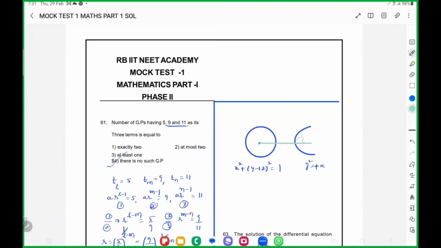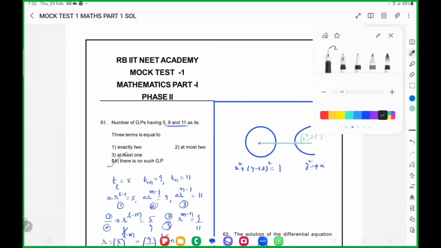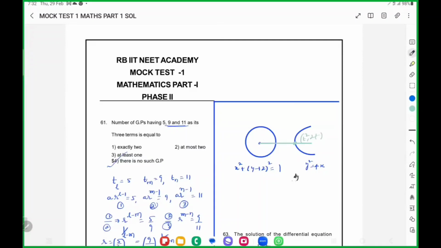So at any point on the parabola in terms of parametric coordinates, the slope of the normal at this point is the negative reciprocal of the slope of the tangent. Let us find out. dy by dx is dy by dt over dx by dt. It is the slope of the tangent. The slope of the normal will be minus t. Here the point is 0, comma 12.